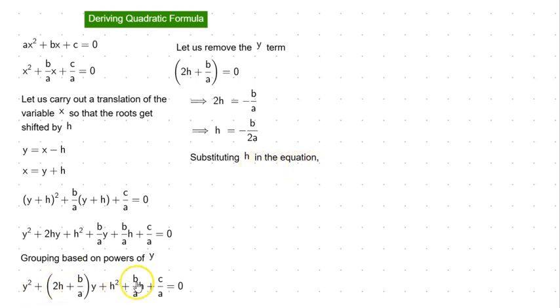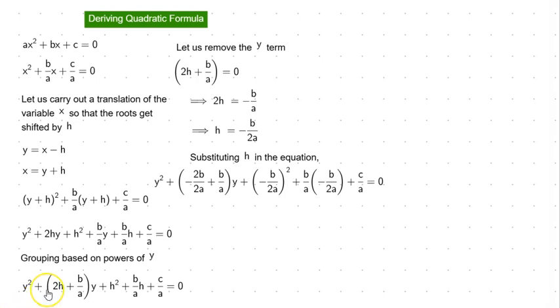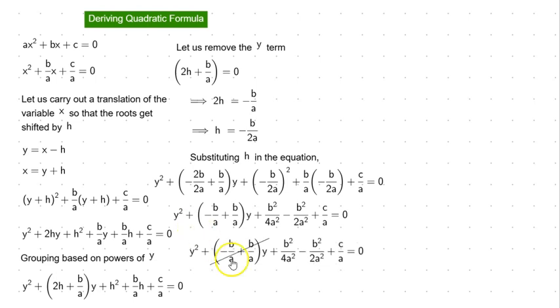Substituting h in the equation, we get y² + (2 times −b/2a, that is −2b/2a, plus b/a)y + h², that is (−b/2a)², plus (b/a) times h, that is (b/a) times (−b/2a), plus c/a = 0. So y² + (the 2's cancel out, −b/a + b/a)y + b²/4a² − b²/2a² + c/a = 0. Now these two cancel out.